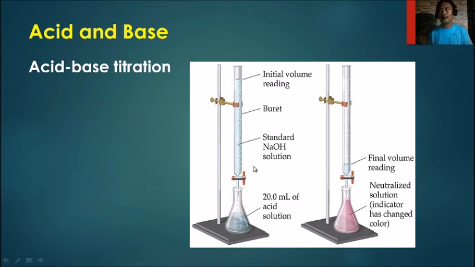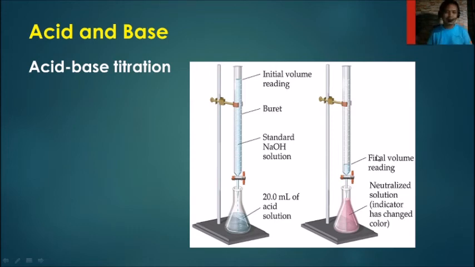Paano ba natin malalaman kung ano yung magiging concentration level ng acid? Kapag nilagyan natin ng base itong acid na to, kapag na-reach niya yung tinatawag na neutralized solution, or kapag na-reach na niya yung color pink, that's the time na i-stop mo na yung burette. Then, alamin mo kung ano ang final volume reading. Yung difference sa pagitan ng initial at final volume readings, dyan natin malalaman kung ilang ml ng base ang nilagay mo sa given amount ng acid.